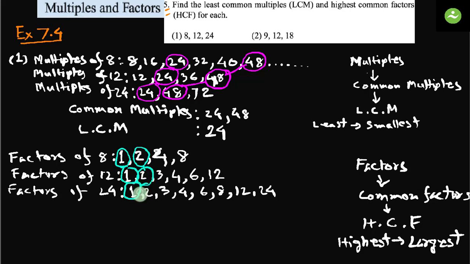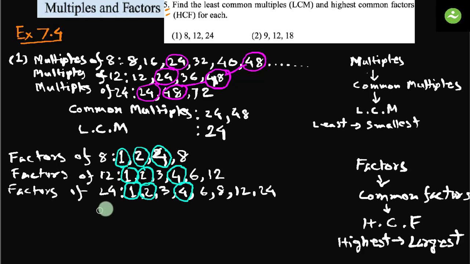2 is a common factor. 3, no. 4, yes, 4 is a common factor. 6 is not here, 8 is not here, 8 is missing, so 12 is missing here. So yes, that's all: 1, 2 and 4. There is no more common factor.